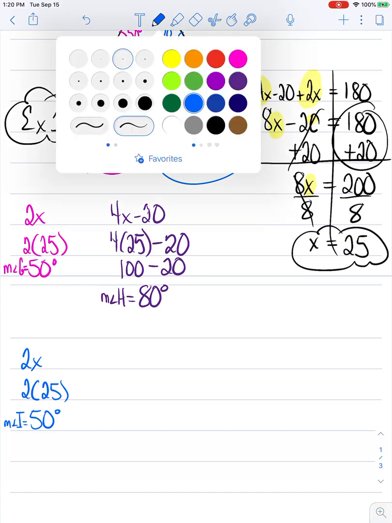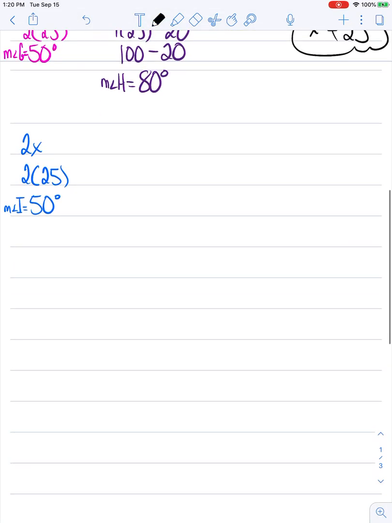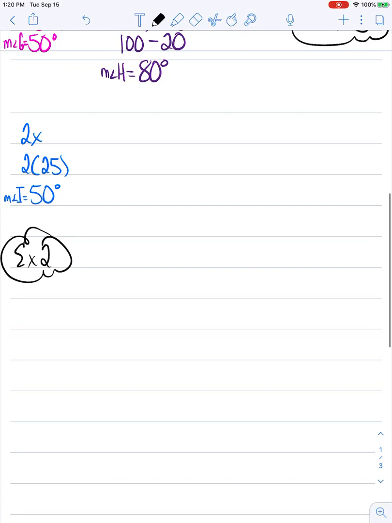So let's practice another one. So let's take a look at example 2. We're actually going to do 3 examples. So let's draw this triangle. And we're going to label it EDF.